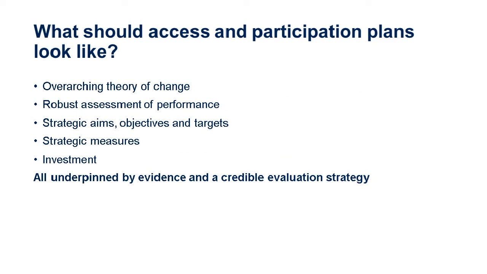Okay, so what should access and participation plans look like? The key thing that we're looking for in this year's plans is the overarching theory of change, which should be based on a robust assessment of performance and articulated through strategic aims, objectives, and targets. We need to see strategic measures and investment that supports those strategic measures, and all of this needs to be underpinned by evidence and a credible evaluation strategy.